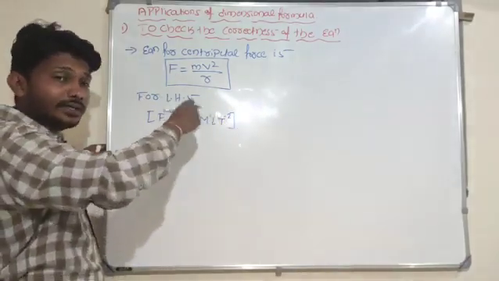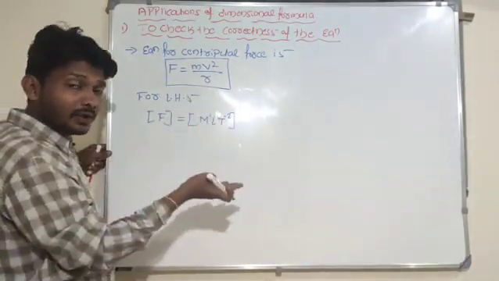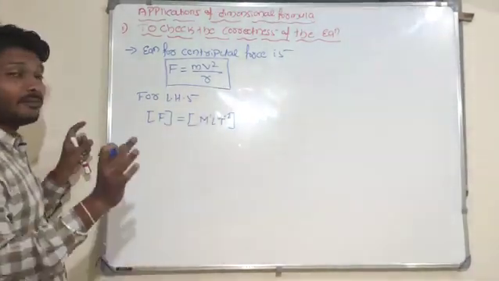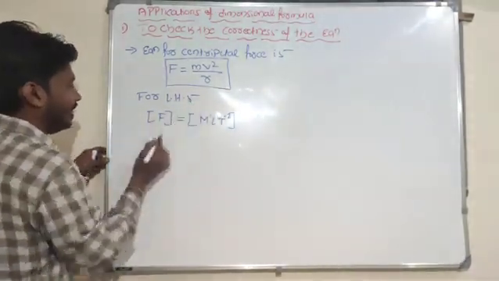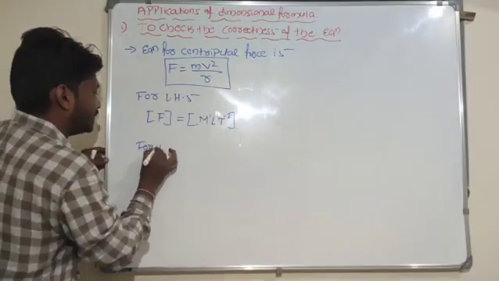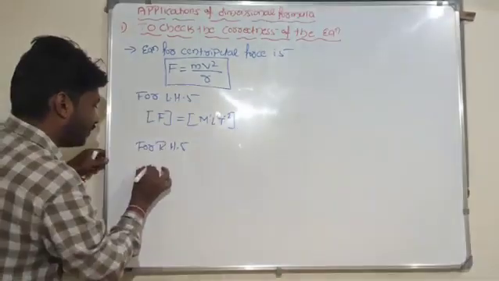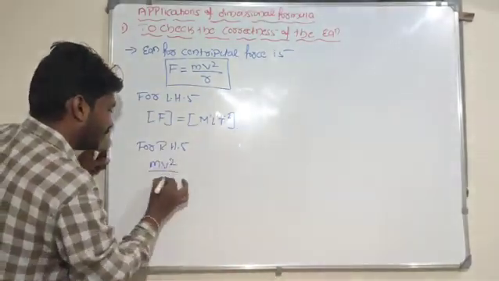Force is equal to mass into acceleration. Acceleration is nothing but velocity by time taken. So M^1 L^1 T^-2. So this is for LHS. Now for the right hand side, RHS, I can write the dimensional formula for the right hand side physical quantities.